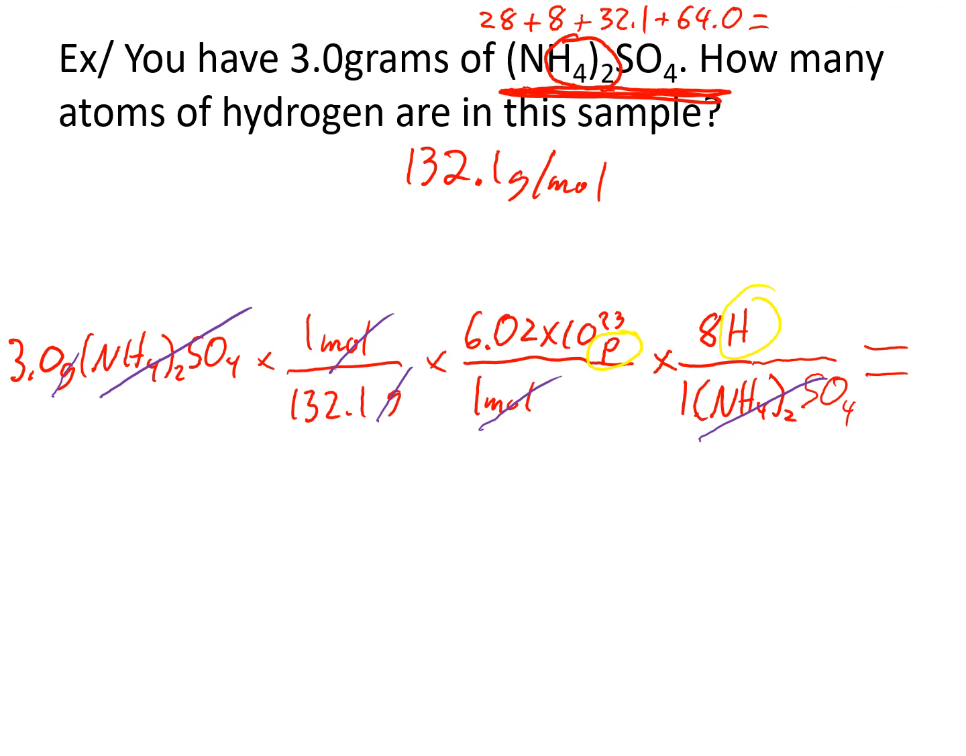And so I can put that in and push equals. So I have 3 divided by 132.1 times 6.02 times 10 to the 23, and times 8 equals, and I get 1.09 times 10 to the 23. And that's particles of hydrogen.